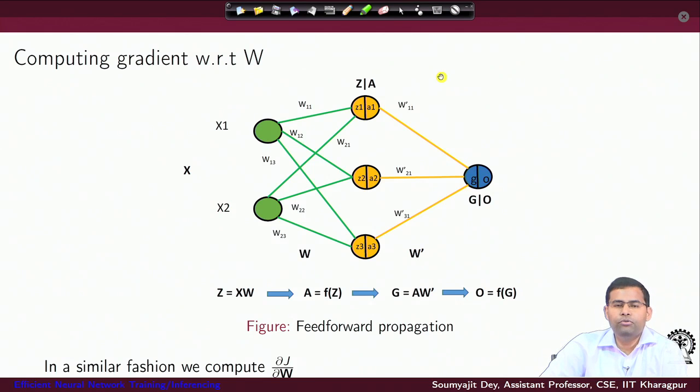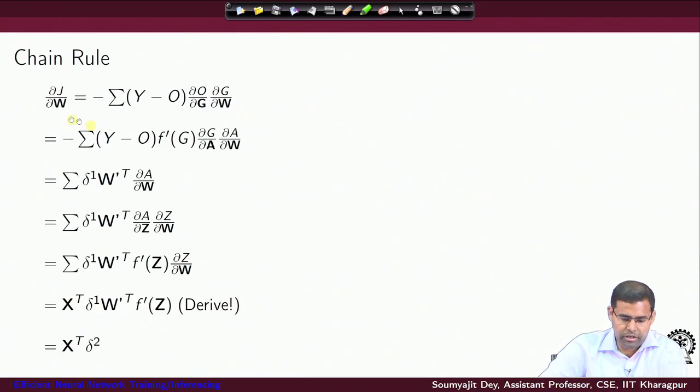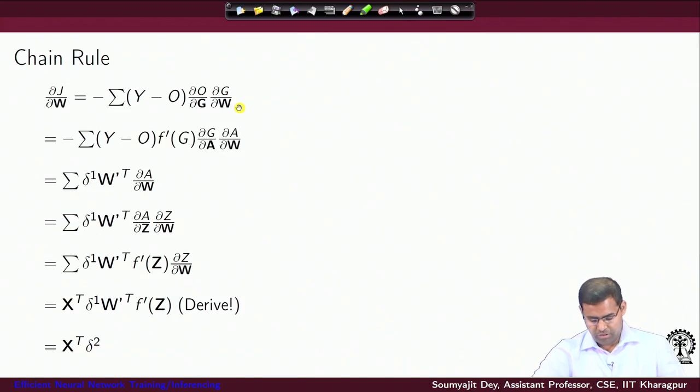Now, just like we computed del j del w prime, we can do a similar thing for del j del w, right. So, what about del j del w? So, again we will do a derivative, right. So, this one the square has come out, right. So, minus summation y minus o. Now, you have del o del g del w, right.